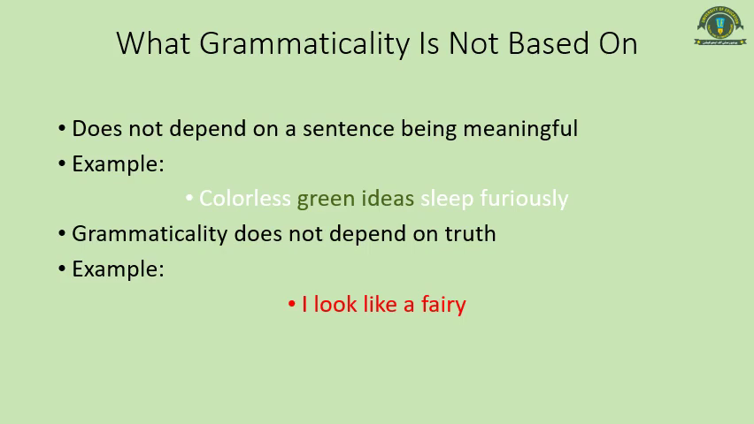The other one is that grammaticality does not depend on truth even. For example, I look like a fairy. Now, a fairy does not exist in reality, it is a mythical creature. So, a person saying that I look like a fairy, it's not a truth. But this sentence is grammatical, well formed, because it is following the syntactic rules. So there is grammaticality in this sentence, and grammaticality does not depend on truth.